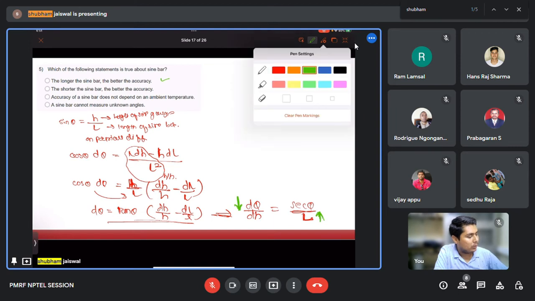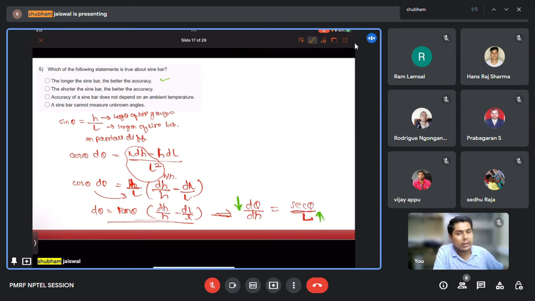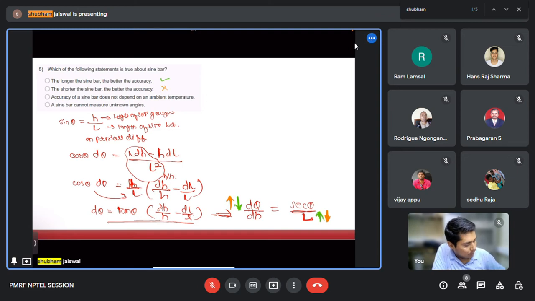Similarly, if L is decreasing, that is the length is decreasing, d theta will increase. So the statement that the shorter the sine bar, the better the accuracy, is wrong. It is false. With a decrease in the length of the sine bar, the accuracy decreases. The third one is: the accuracy of a sine bar does not depend on ambient temperature. The sine bar will be made up of some material, and it will have some coefficient of thermal expansion.